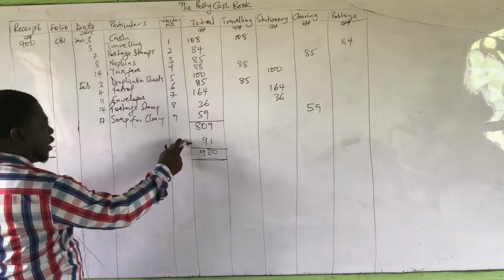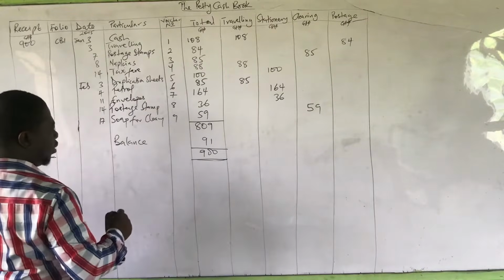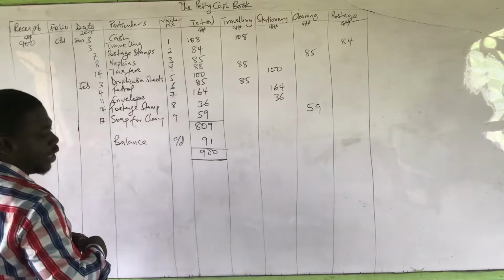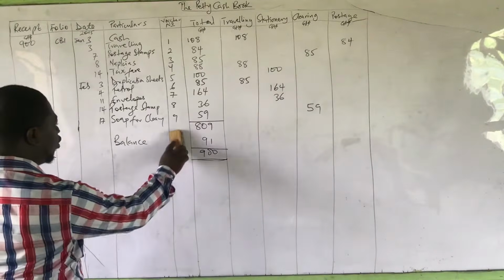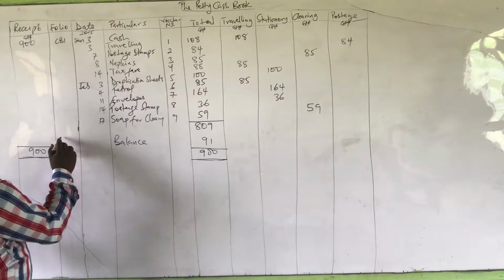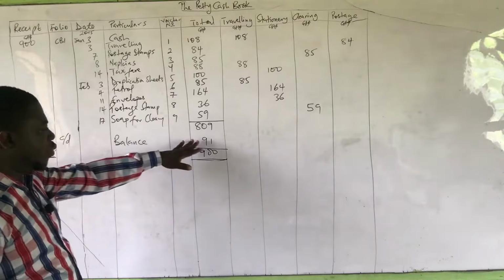So I'm going to call this 91 my balance carried down. The money that is left for me. Okay, my balance carried down. Normally the carry down should be put under the folio column. So I can bring the carry down behind like that. Balance carried down. Okay, so that is 91.